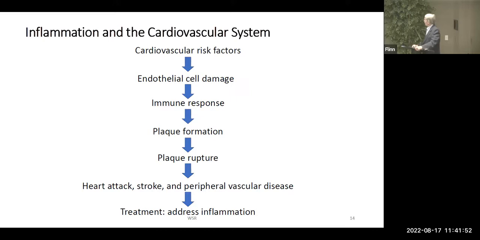So let's go to the cardiovascular system and the immune and the effect of inflammation. So cardiovascular risk factors are what initiate the immune response. And you all know what those are: the hypertension, hyperlipidemia, cigarette smoking, obesity, lack of exercise, stress. All of those factors result in damage to the endothelial cell of the blood vessel.